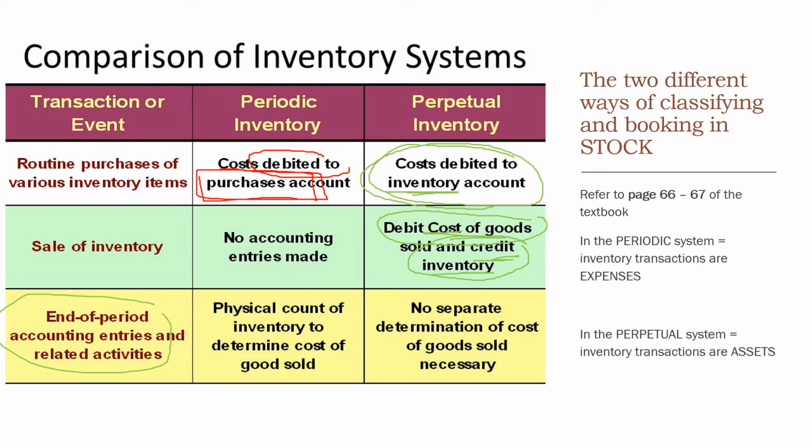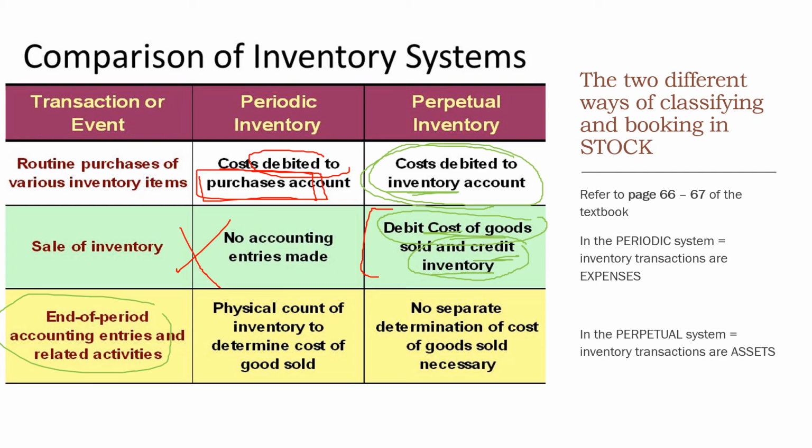Okay, and then if we sell inventory, you can see there's no accounting entries. So we do absolutely nothing. So in the periodic system, we don't adjust our stock levels. If you look at the entry in green on perpetual, what we are doing with this debit and credit is effectively adjusting the stock levels because we have a sale. So we increase cost of sales, we decrease stock. We don't do anything in the periodic system. So there's absolutely no accounting entries that we made.